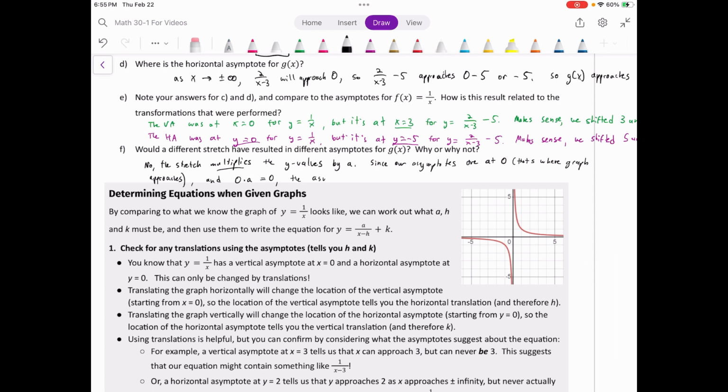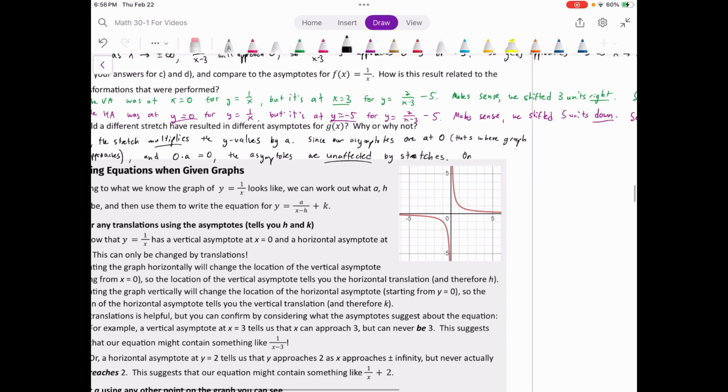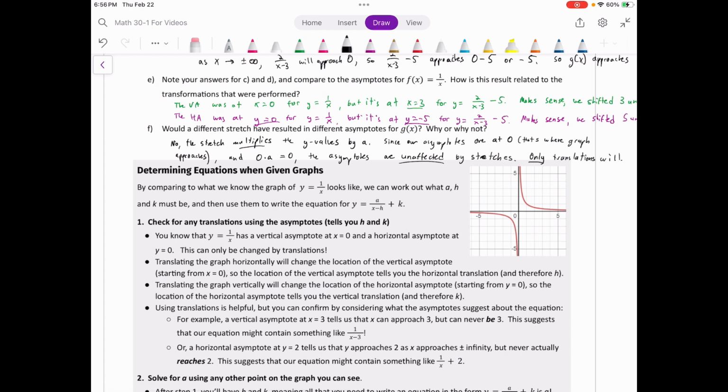The asymptotes are unaffected by stretches. Kind of like, remember the end points when we did radical functions, right? Since it was at 0, 0 to start with for y equals root x, we knew that stretches couldn't change that because 0 times a is 0, 1 over b times 0 is still 0. Similar idea here. Our asymptotes are at x equals 0 and y equals 0 for these 1 over x type rational functions. So multiplying them by some a value isn't going to change them. Only translations will change them. Sliding will do that.